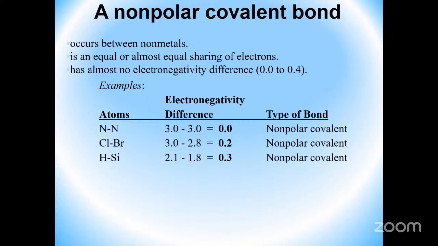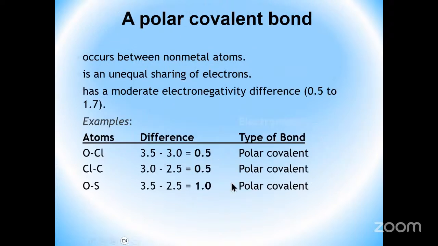Now, when it comes to polar covalent, the difference would have to be from 0.5 to 1.7. If we have such a difference between 0.5 and 1.7, then that bond is a polar covalent bond, such as the oxygen to chlorine, where the difference is 0.5, the chlorine to carbon, where the difference is 0.5, and the oxygen to sulfur, where the difference is 1.0.